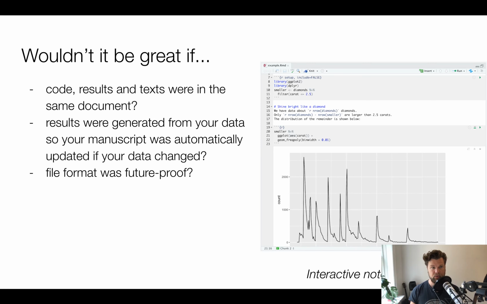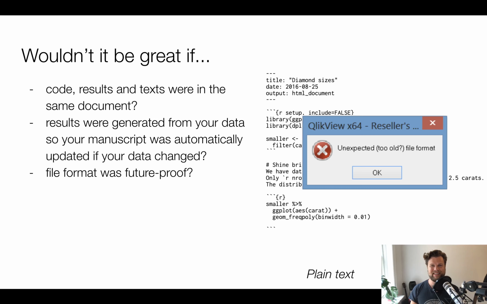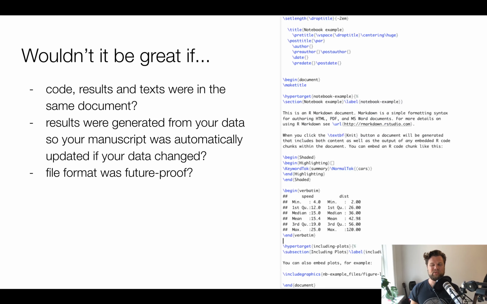R Markdown is an attempt to help you in all of these respects. As we already saw, it is something you can use as an interactive notebook where you can have your code, results and text in the same document, and where, as we'll see shortly, we can have our results automatically generated at the point of compiling this into a specific output format. It's also future-proof because it's simply plain text that you can open up in any text editor. And it's a plain text format that has a more human-friendly syntax than alternatives such as LaTeX.